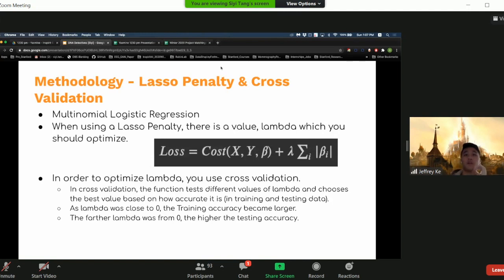Another part of our methodology was the lasso penalty in cross-validation. We use multinomial logistic regression to take a look at the sequence of different COVID strains and try to predict which country it came from. And we used something called the lasso penalty, where we tried to address the fact that there were too many features we had to deal with. So we tried to reduce them by using this lasso penalty. We can also reduce our loss this way. And we have to optimize a number called lambda so that the loss will be as small as possible. And we use cross-validation to do so.